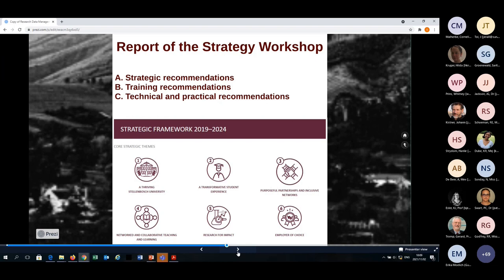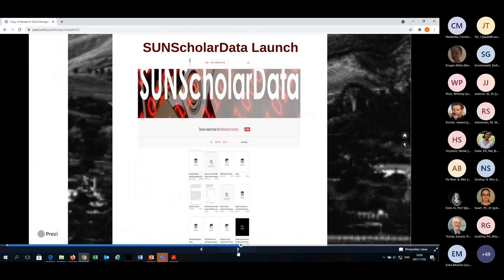The focus at that time was on how we would provide support for the repository and then grow our service offerings over time. The repository was eventually launched in 2019, in August of 2019. If my memory serves me correctly, it was on the 12th of August. And this is what the interface looked like by the time that we launched it.